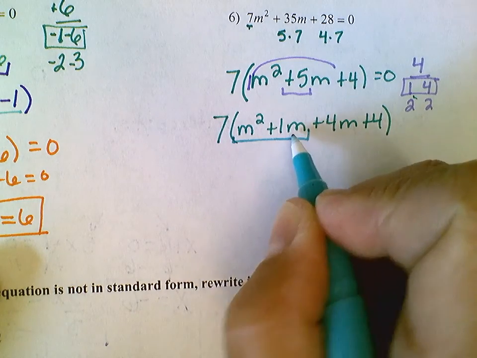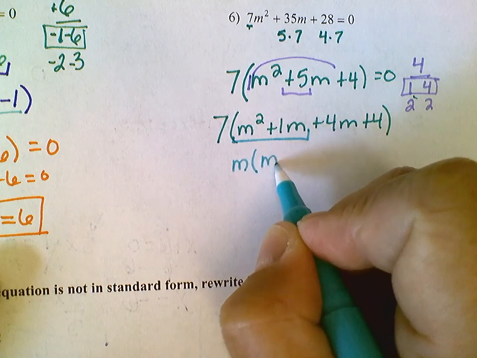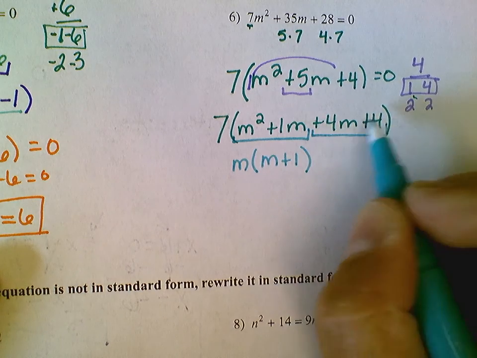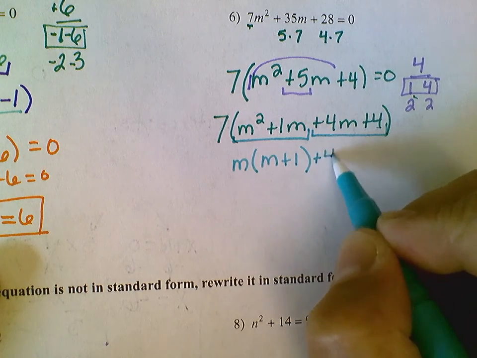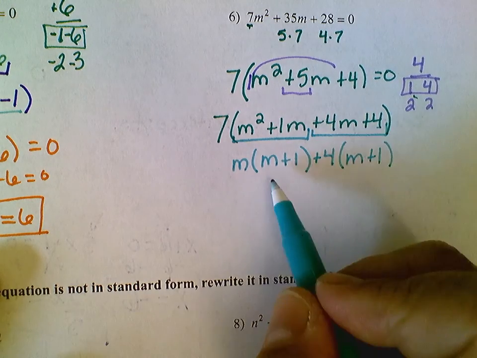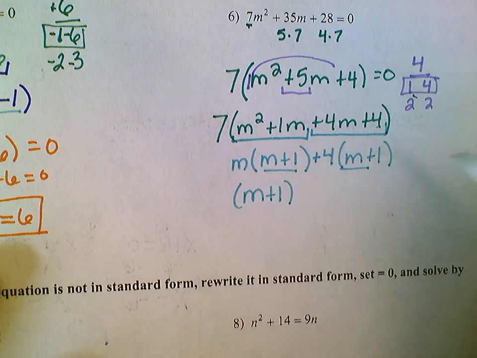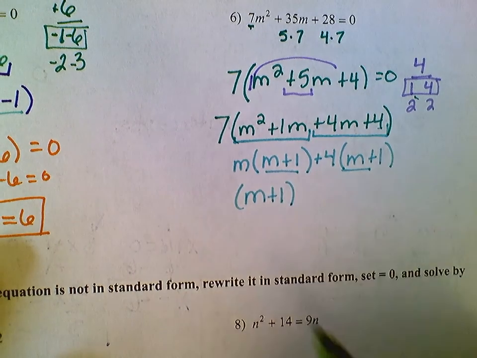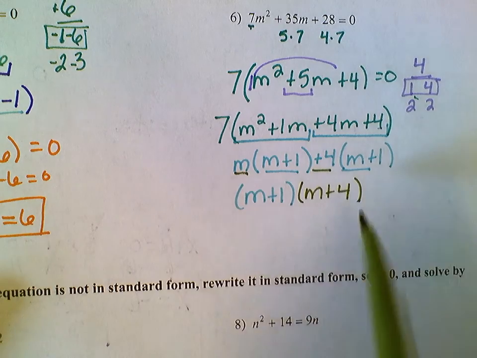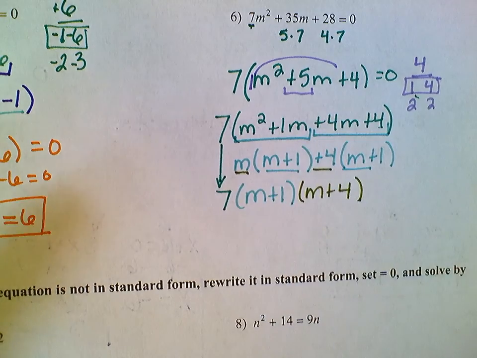My GCF of the first two terms is m, which leaves me with 1m here and a 1. My GCF of the second two terms is a 4, which leaves me with an m and another 1. So I got what I wanted. And I have my leftovers of m plus 4 that will go here. And do not forget the 7 that we factored out in the beginning.